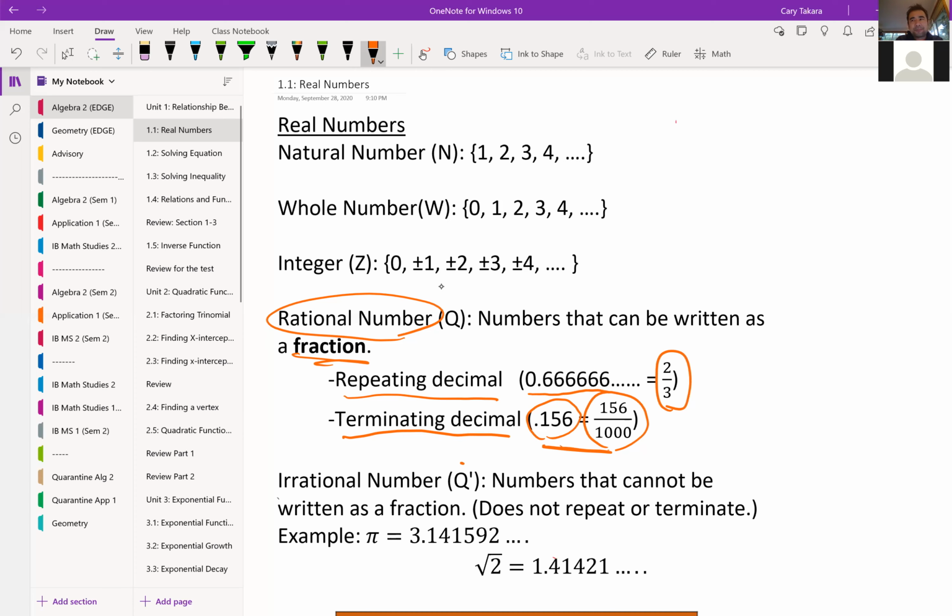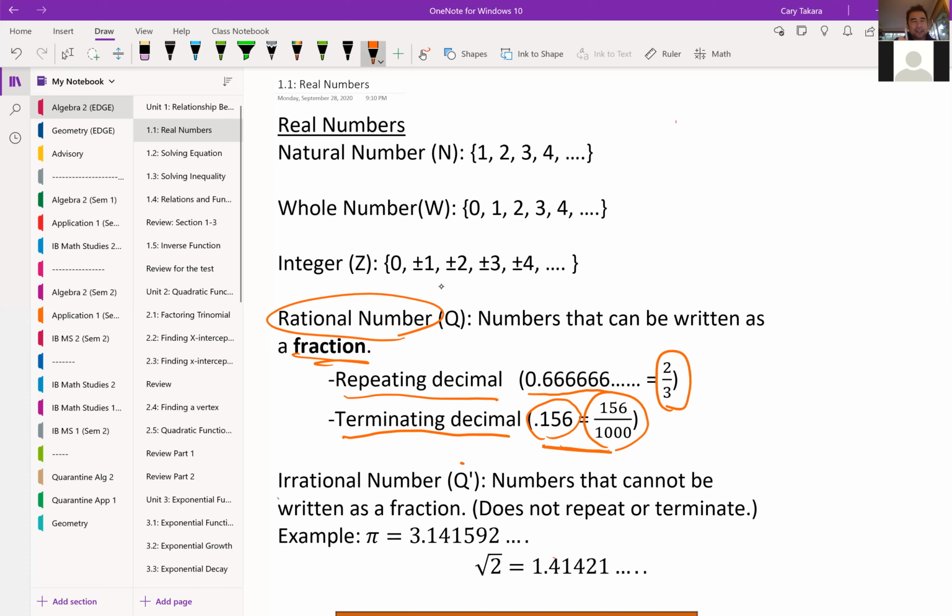Now, just going a little bit off on a tangent, ancient Egyptians thought all the numbers are rational numbers. Everything could be written as a fraction. That's what they believed, right? And that's kind of understandable. Why? Because there are lots and lots of fractions.